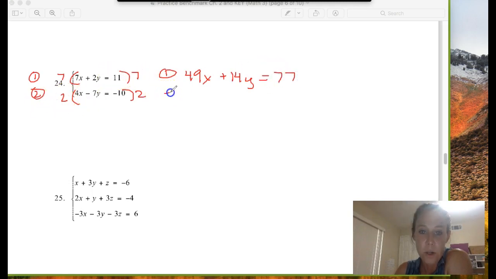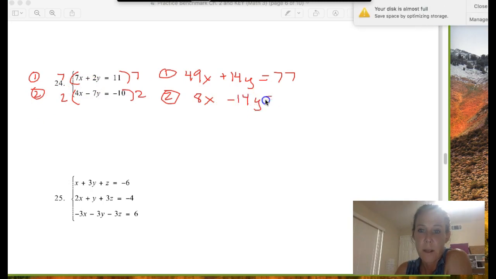And then do new equation 2 here. 2 times 4 is 8x. As long as you do it to both sides, you're keeping your balance. Minus 14y. And that equals 10 times negative 10, which would be negative 20.